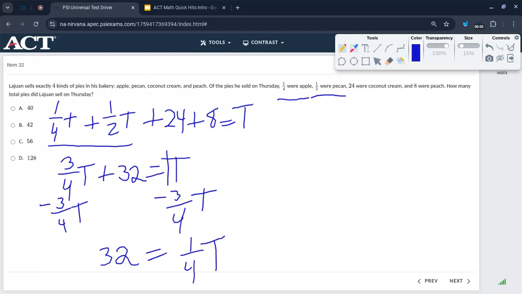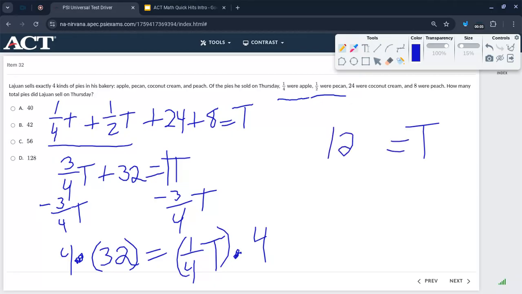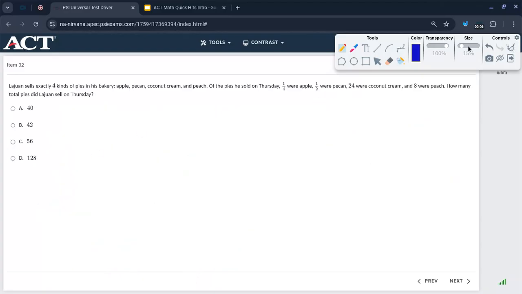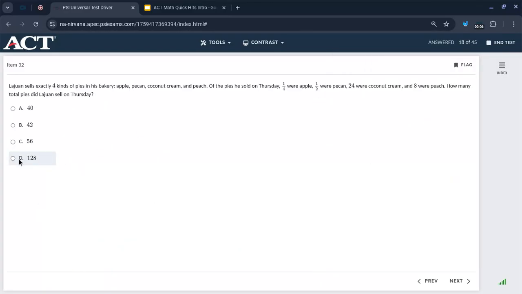All right, so then now to solve for this, I can divide both sides by a fourth, or remember, we can multiply by the reciprocal, call that the multiplicative inverse. So I'm just going to multiply both sides by 4. So I get my T by itself, and that has to equal 4 times 32, which is 128. So the total pies we sold were 128. I see that there as choice D for dinosaur. Let's exit out of this so we can actually select that choice. There it is, 128.